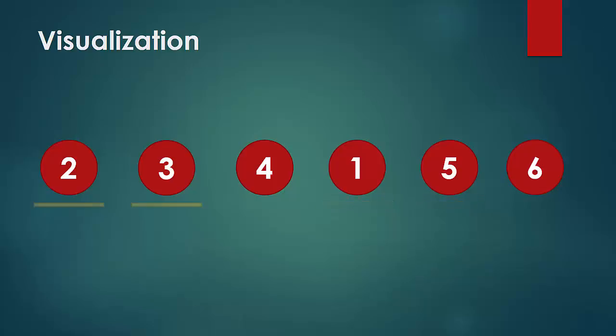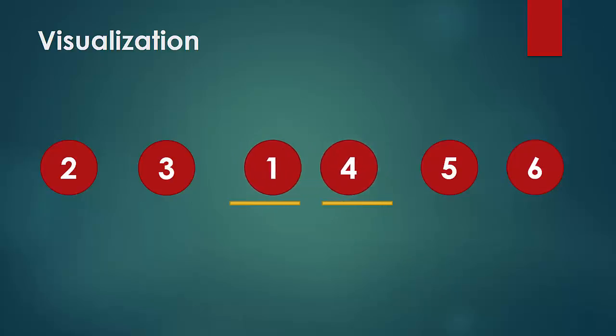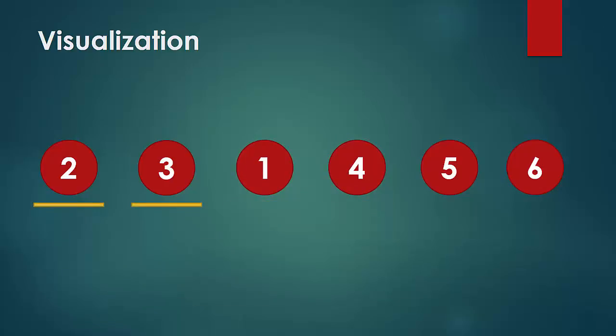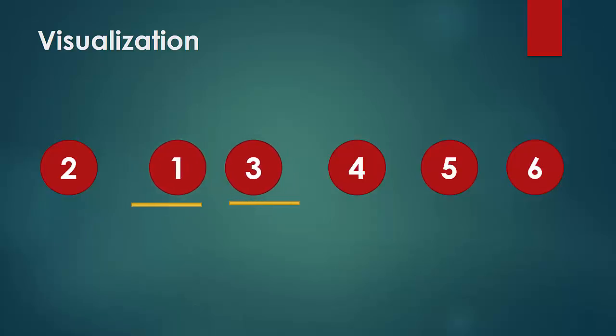So now we sort through the first 4. 2 is smaller than 3, no swap. 3 is smaller than 4, no swap. But 4 is larger than 1, so we swap. And now we only sort through the first 3. Again, 2 is smaller than 3, no swap. 3 is larger than 1, so we swap.